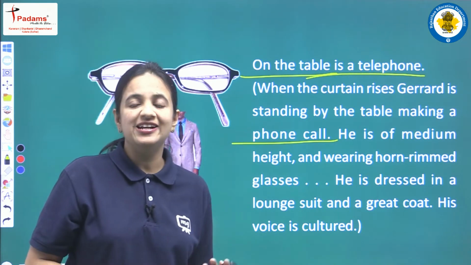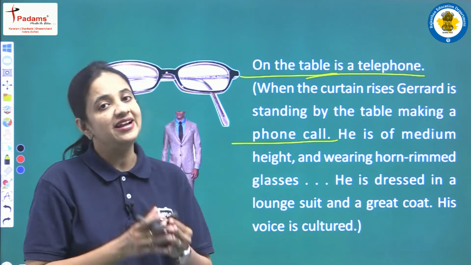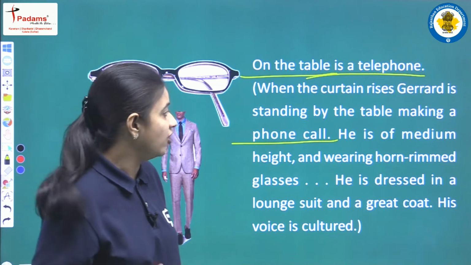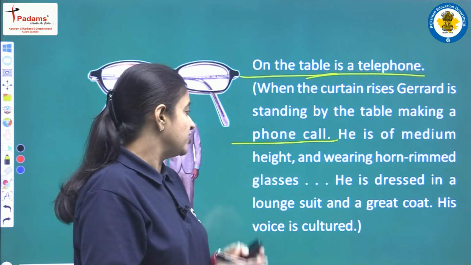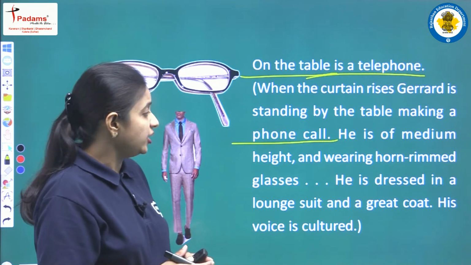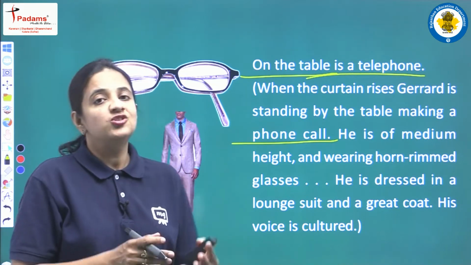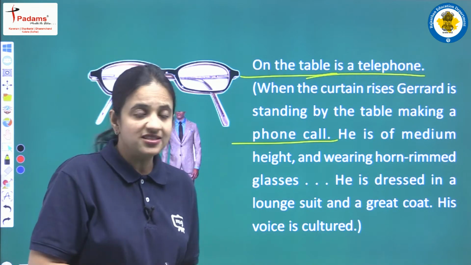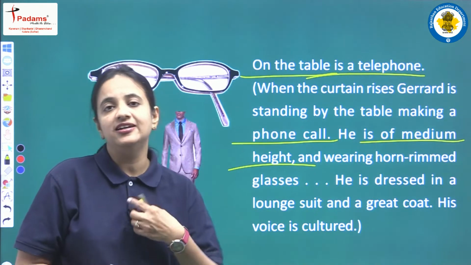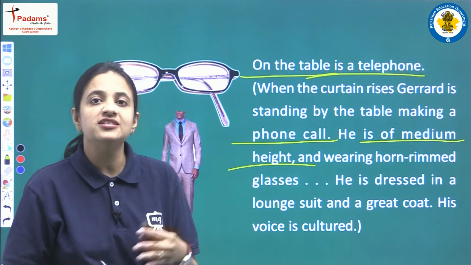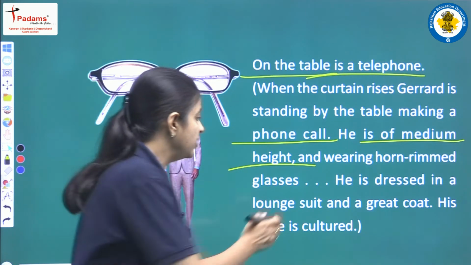We have read earlier that the telephone was there on the table, so Gerald is standing by the table and he is making one telephone call. He is of medium height and wearing horn-rimmed glasses. He is dressed in a lounge suit and a great coat. His voice is cultured. So now that we are able to see Gerald, let's see what physical appearance he has. We can see that he is of medium height. It means he is neither too tall nor too short. So he has medium height and he is wearing horn-rimmed glasses.